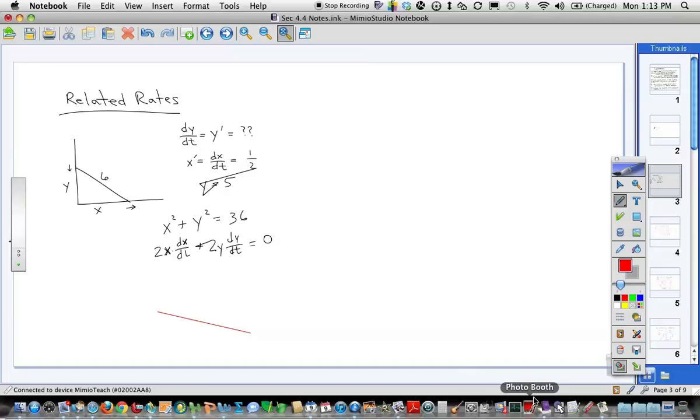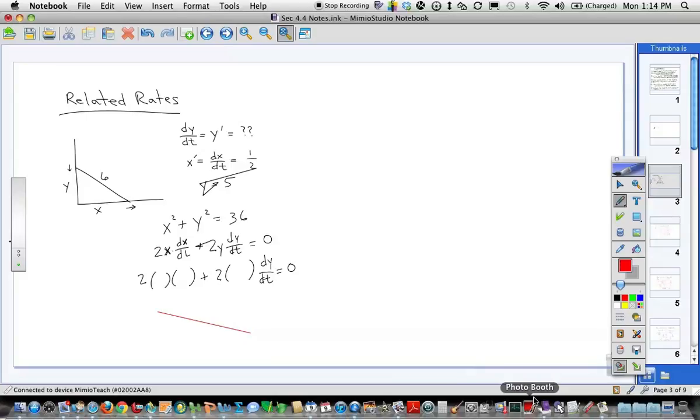Okay. On page 251, it says the last thing to do then is solve for the resulting rate. Solve for the rate you're wanting to find. Now, I've already written this out, and it's dy dt that I'm trying to find. So what we need to do is just substitute in our missing values, and we're going to solve for dy dt.